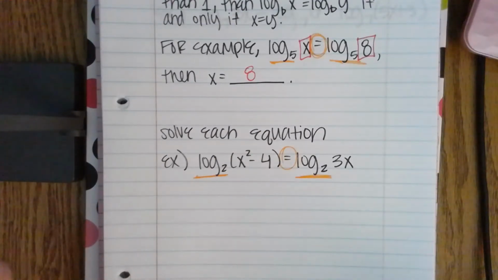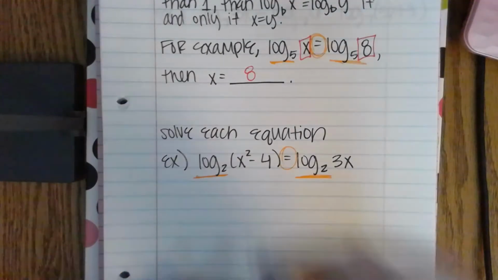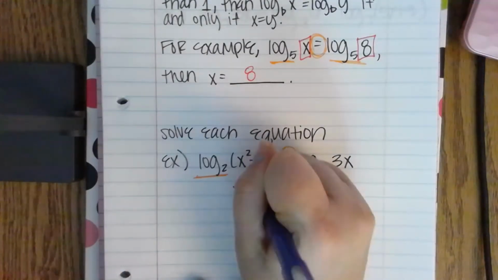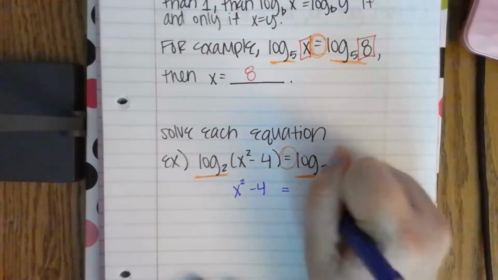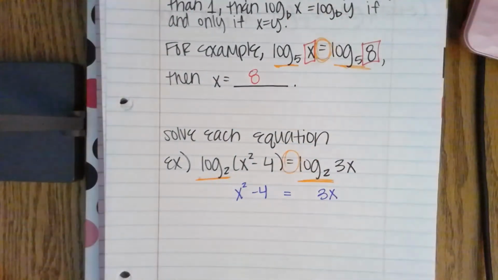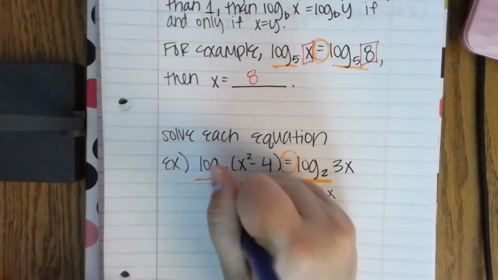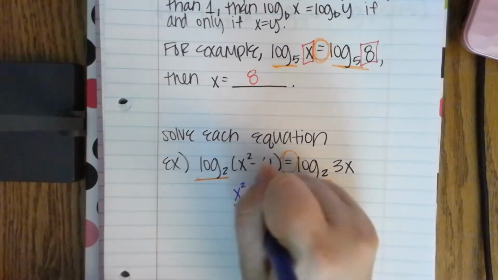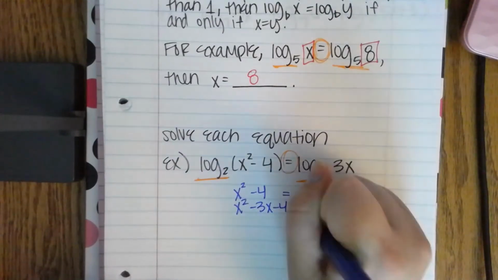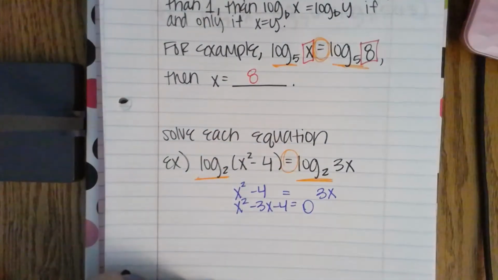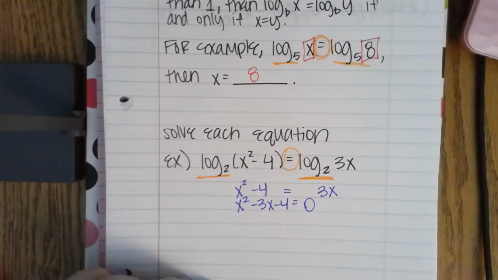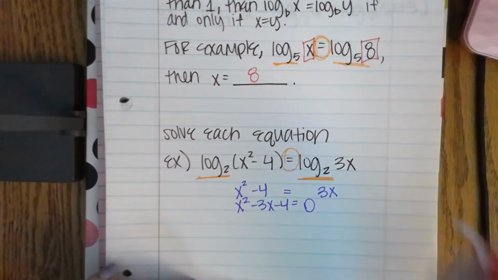So I am going to essentially drop the log base 2. And so we're going to have x squared minus 4 equals 3x. Now this is a quadratic equation, so I'm going to get all of my terms on the left-hand side by subtracting 3x.